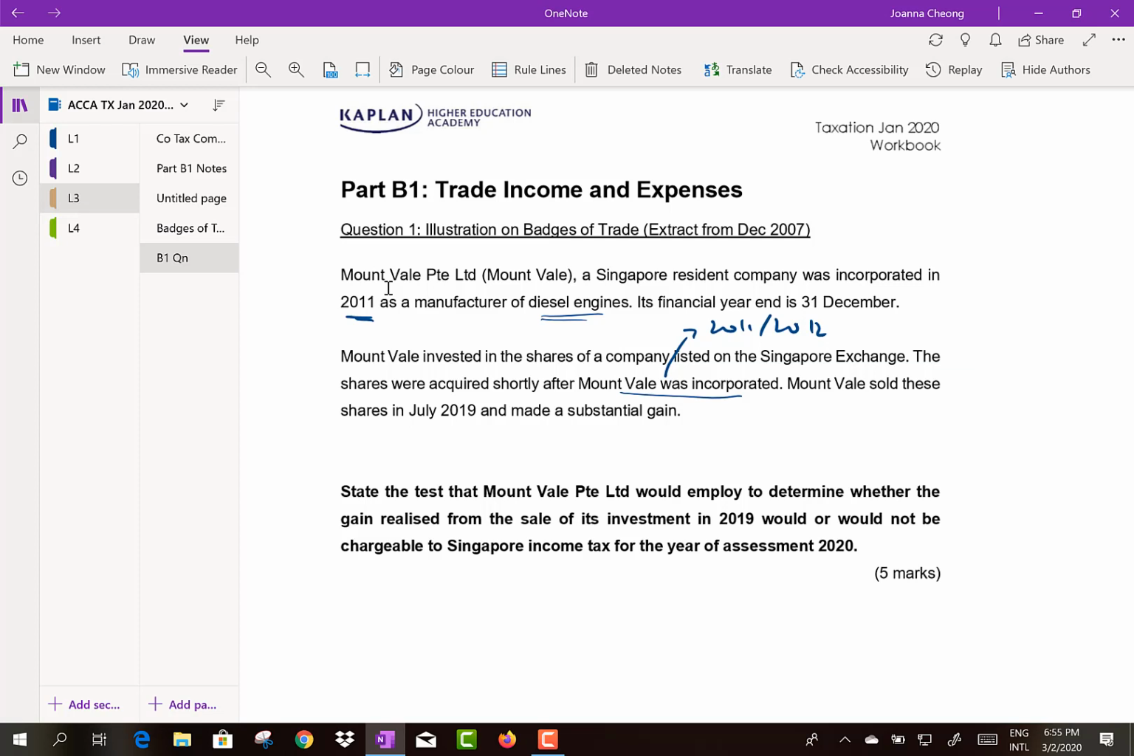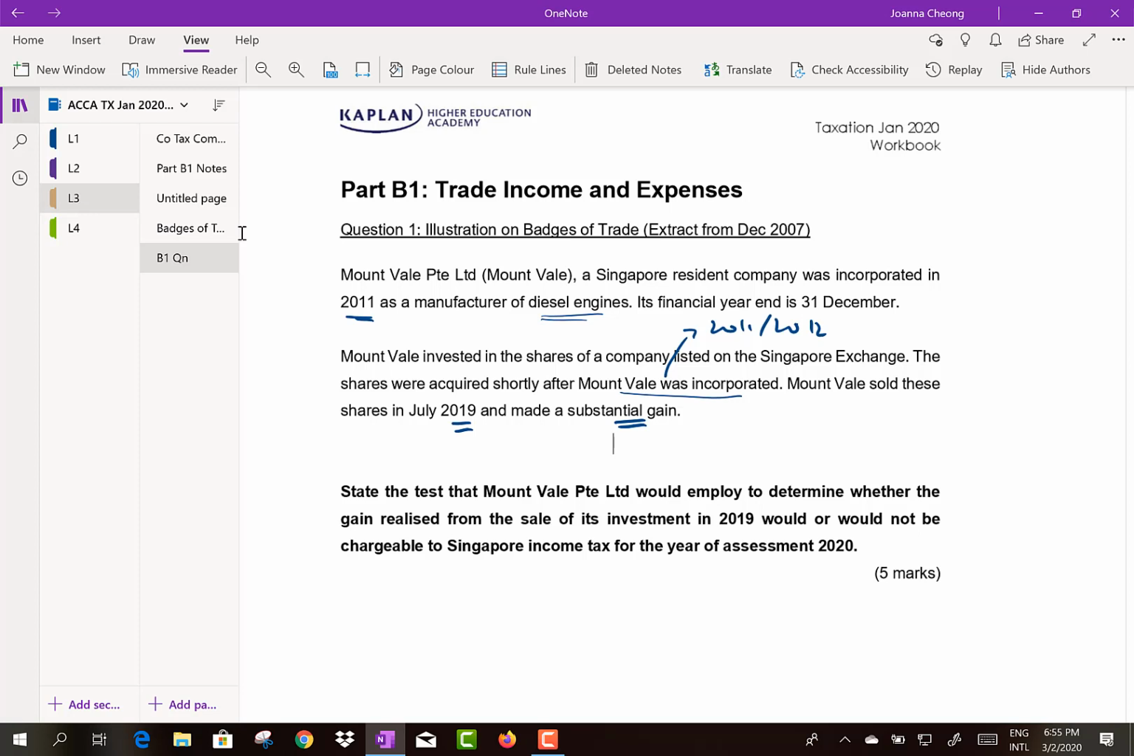Okay? Now, Malville sold these shares in July 2019. So they sold 7 or 8 years later, and they make a gain. Now we have to find out whether this gain will be taxable under the Singapore taxation rule or not. State the test that Malville will need to use to determine whether the gain realized from a sale of investment in 2019 would or would not be chargeable to Singapore income tax for YA 2020.